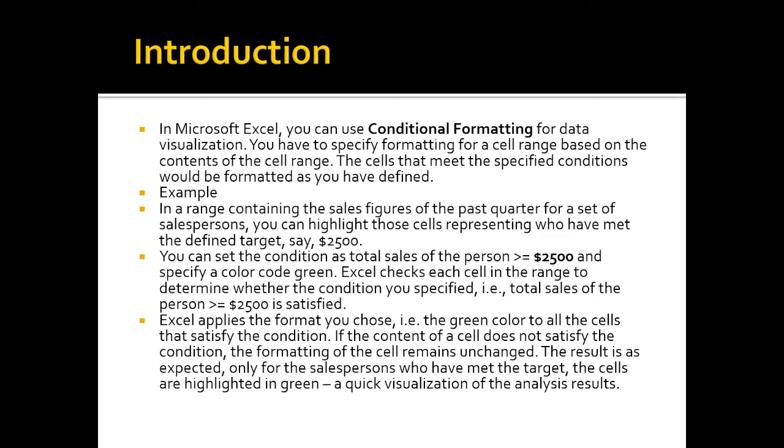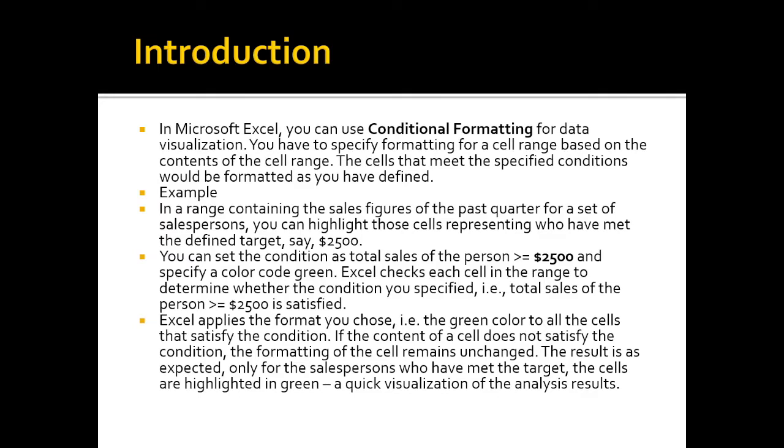Example, in a range containing the sales figures of the past quarter for a set of salespersons, you can highlight those cells representing who have met the defined target. Say for example, $2,500. You can set the condition as total sales of the person greater or equal to 2,500 and specify a color code, green. Excel checks each cell in the range to determine whether the condition is satisfied.